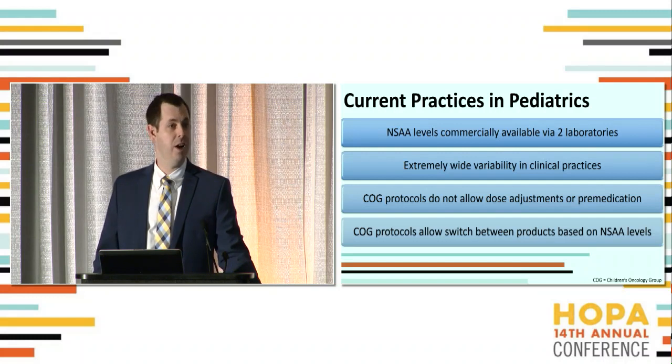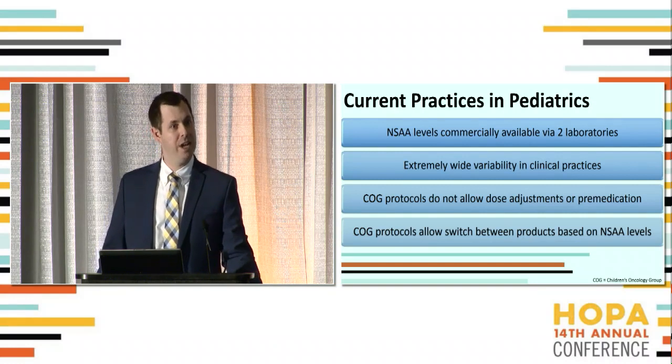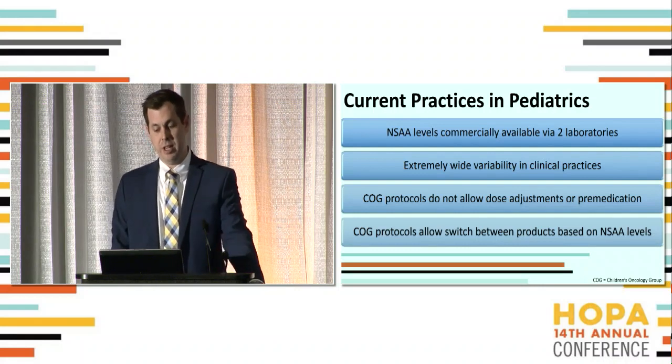Also, if you're already on Erwinia asparaginase, again, COG doesn't allow you to go up or down on your dose. There's no product you can switch off to. So you're going to have to make that decision. If you check a level and it's less than the desired range, are you going to pull that kid off that entire study just for the ability to go up or down on their dose? Are you going to ignore it, or is it best just not to know? So there's lots of things to think about when you think about these levels.